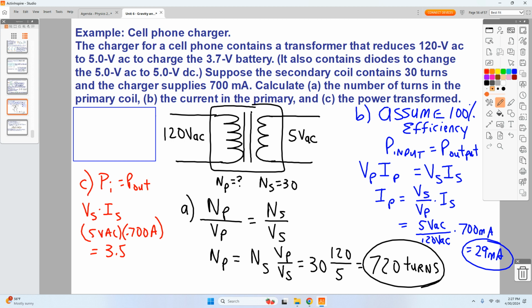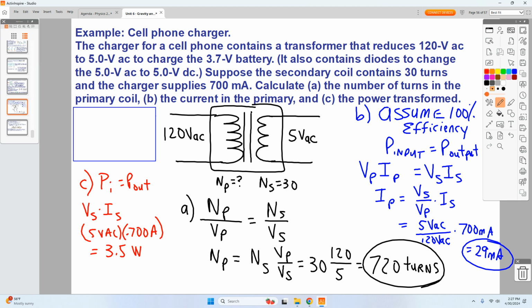It's watts. Would you have to label that AC or no? Well, it's power, so it's technically not alternating or direct. It's electrical power, 3.5 watts.